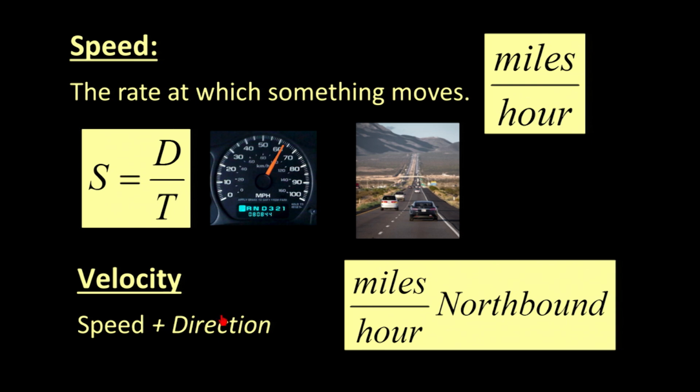So in physics, we need the ability to separate out these concepts, or in this case, to include one more piece of information. So velocity is speed plus direction.